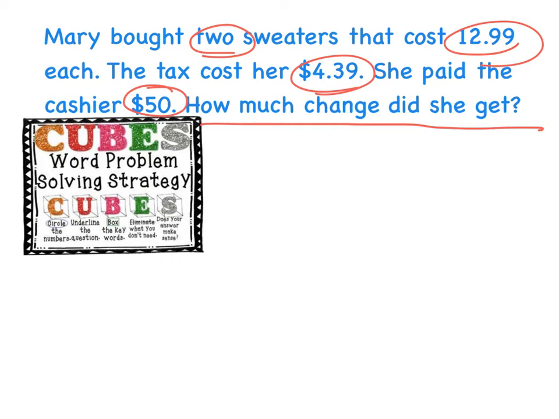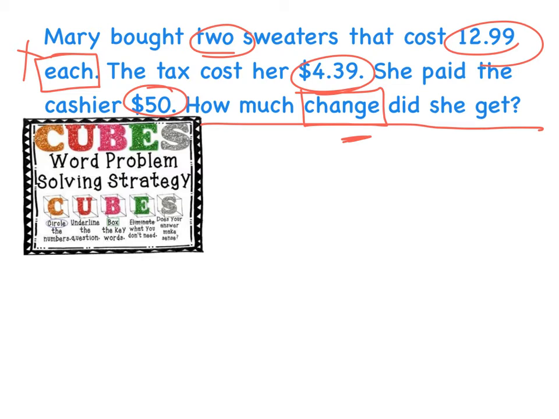Box any key math words. I see each, which we talked about in the last slide, usually hints at times. And I'm going to box the word change. This is kind of an unusual math word, but change is telling me to subtract, because if I go to the store and let's say my food costs $10 and I give them $20, we calculate change by subtracting the two. And now I can eliminate what I don't need.